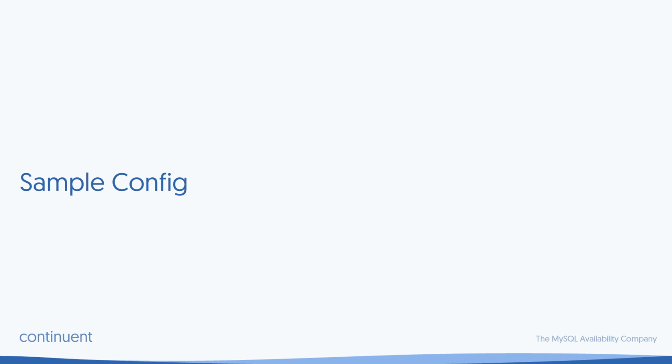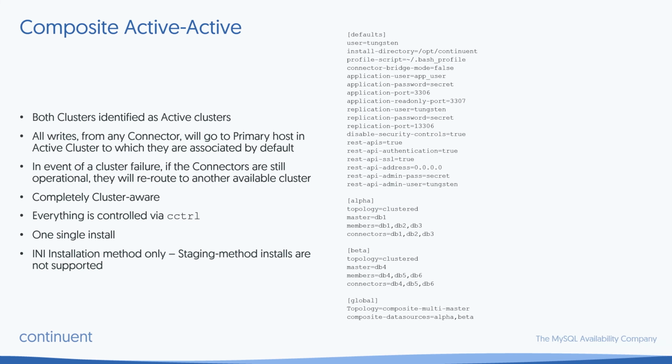So what does a configuration look like for active-active? Well, it's very similar to the active-passive, very similar to a standalone cluster with just the addition of the extra services. So in this example, you can see we have the defaults with all of the typical default properties that we've discussed in our other training sessions. We then have the two individual cluster definitions.